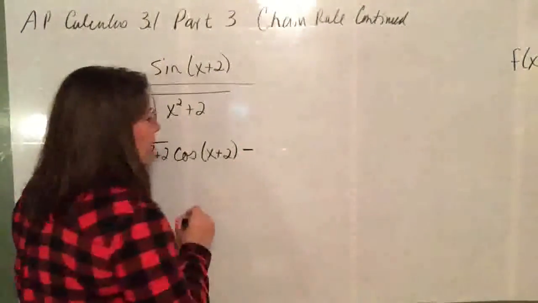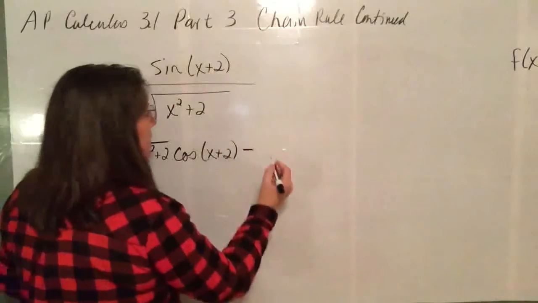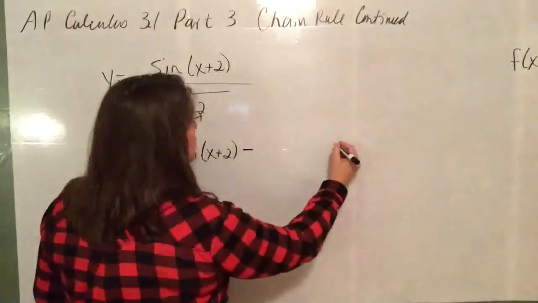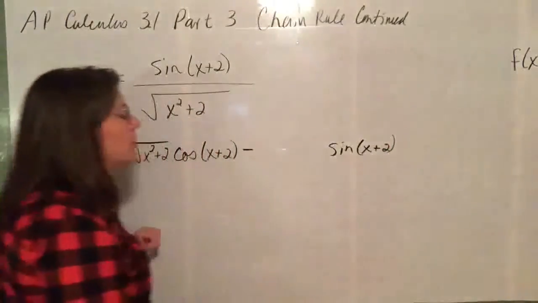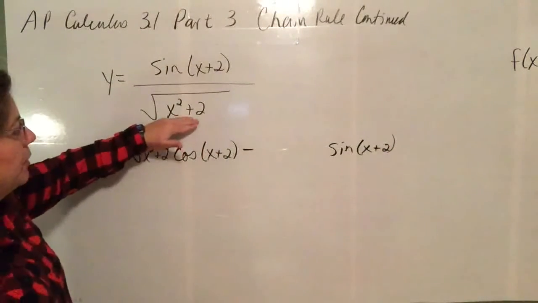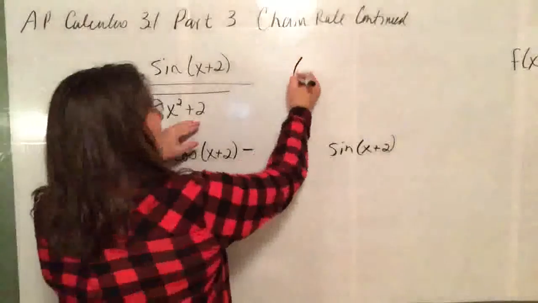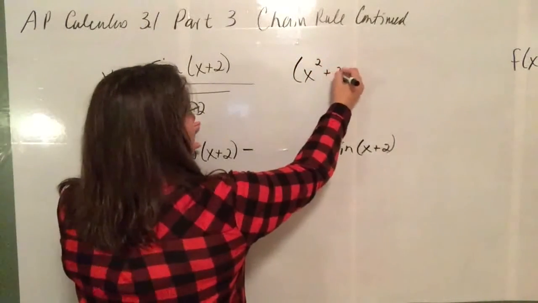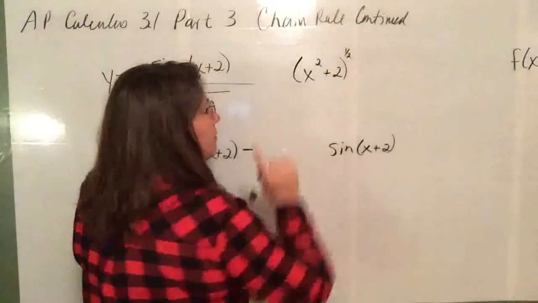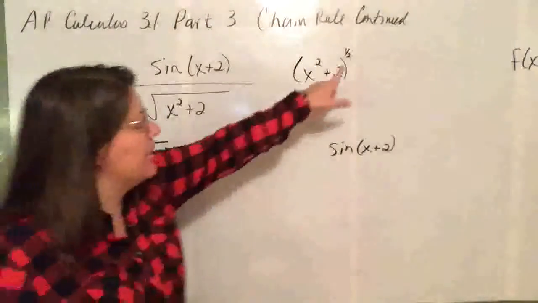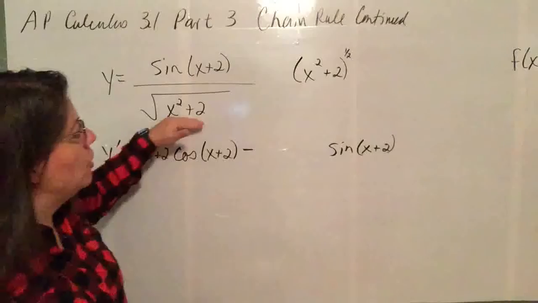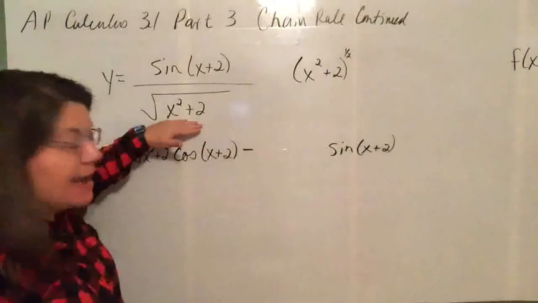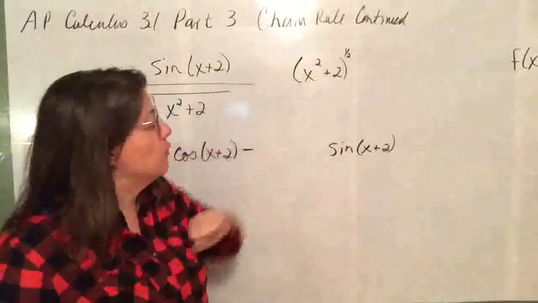Then I have to have a subtraction. I'm going to write down the original first part, which would be sine x plus 2. And then I'm going to multiply that by the derivative of this part. Now, the derivative of this, if I rewrite that as x squared plus 2 to the 1/2. Now, remember, we don't need to write it to a negative 1/2. We're not putting it on top. We're using the quotient rule. So if I write this out as it is, it's just going to be a positive 1/2 power.